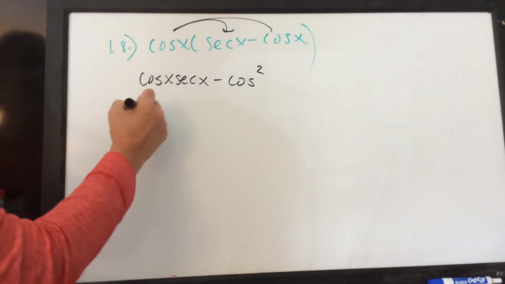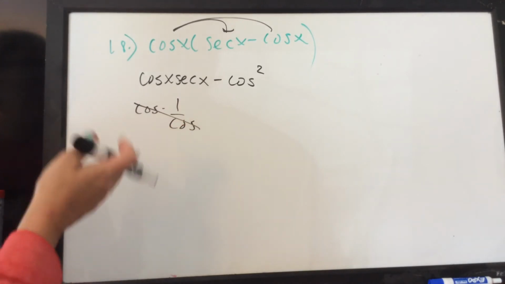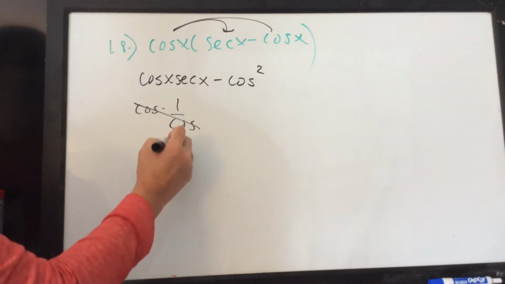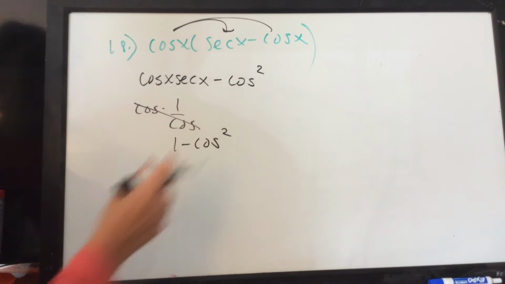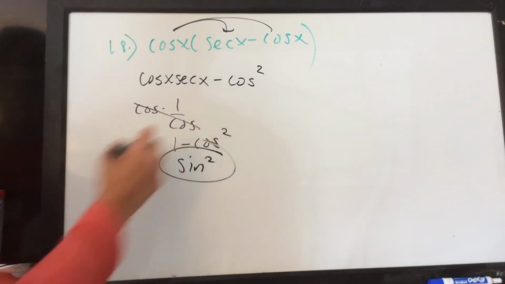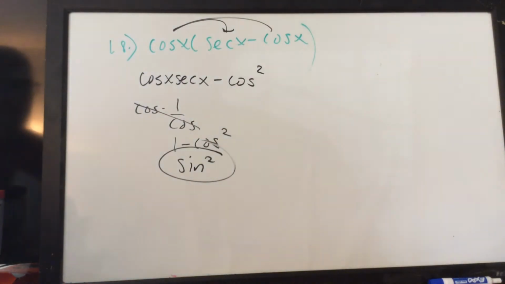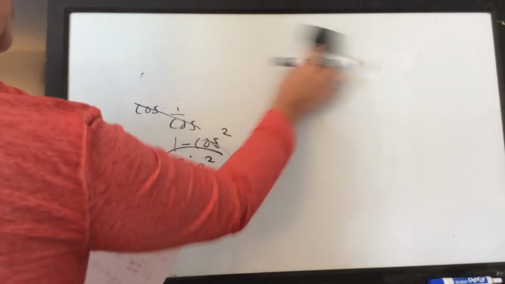Cosine times secant is cosine times 1 over cosine. That's still there. It's not 0. It's a 1. And what's 1 minus cosine squared? Sine squared. So that is number 18. 19 and 20 were a little tricky, so hopefully I haven't lost you guys yet.